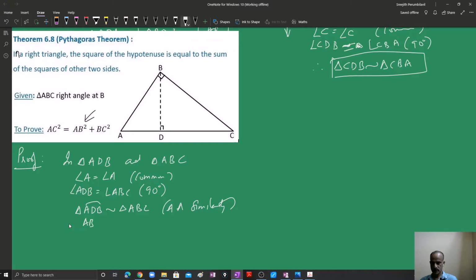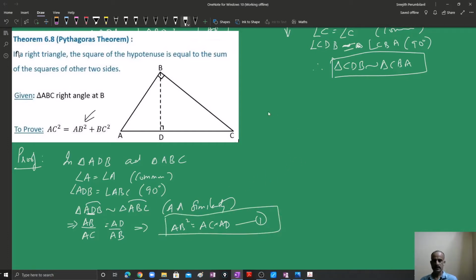Since the triangles are similar, the sides are proportional. AB by AC is equal to, is there any more AB? Yes, AB is coming first and second. So it is equal to AD by AB. This implies, cross multiplying, AB square is equal to AC into AD. Relation number 1.